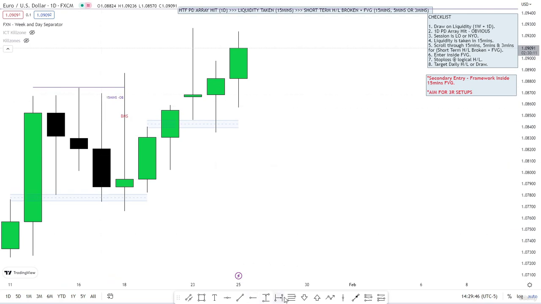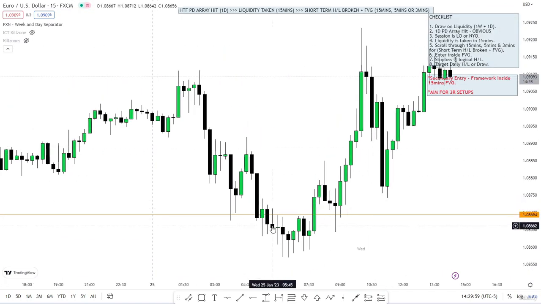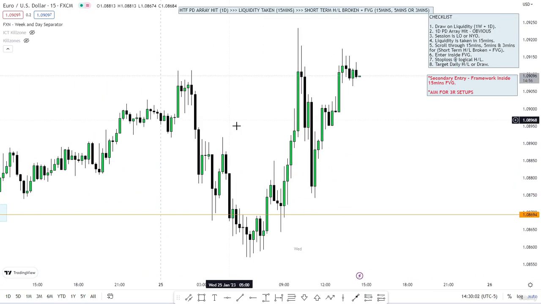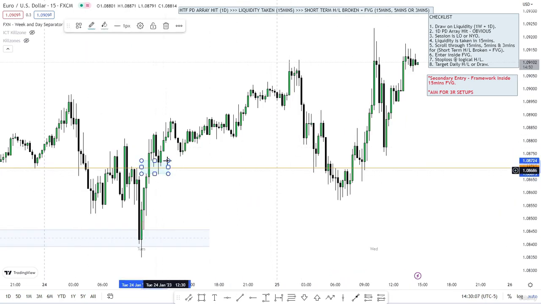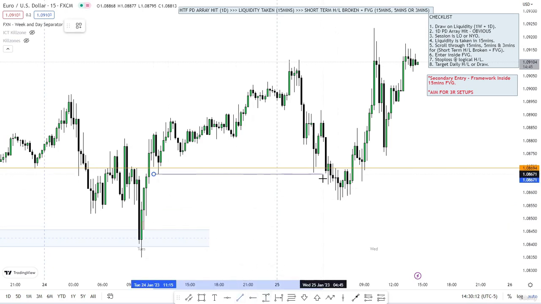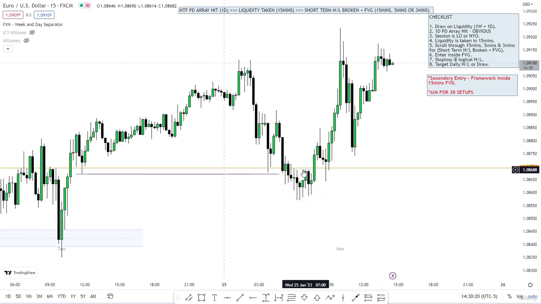So I used the high. Should be something obvious, something simple. Don't overcomplicate it. So the high was retested right there. So let's go to 15 minutes. This is it. Oh, I took out liquidity right here. So this was the low that was taken out just as the PDRA. So you just want to find liquidity in the PDRA or near the PDRA. And then voila, short-term high broken, imbalance left, entry.